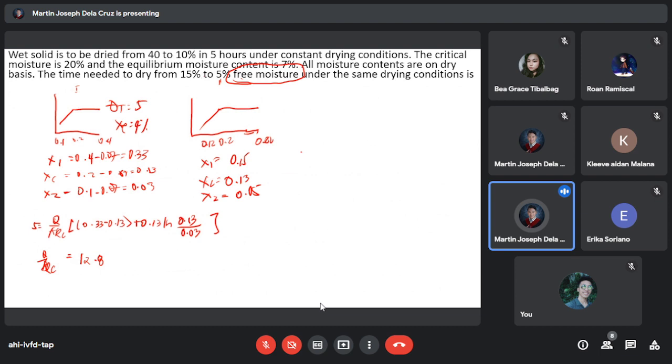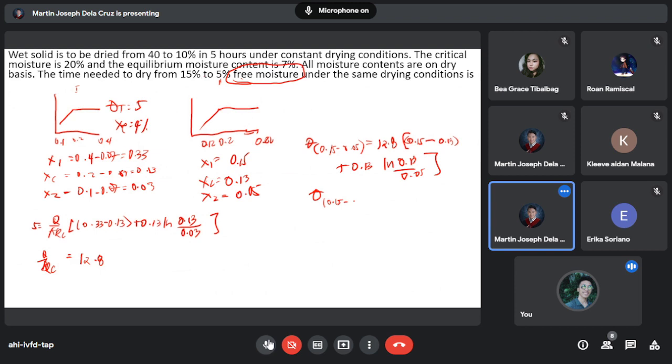So you have here theta now to 0.15 to 0.05 is equal to Q over ARC, which is 12.8, plus, times 0.15 minus 0.13 plus 0.13 ln 0.13 over 0.05 class. So, what did you get here, class? Okay, 1.85 hours. So, very good. That is the correct answer.